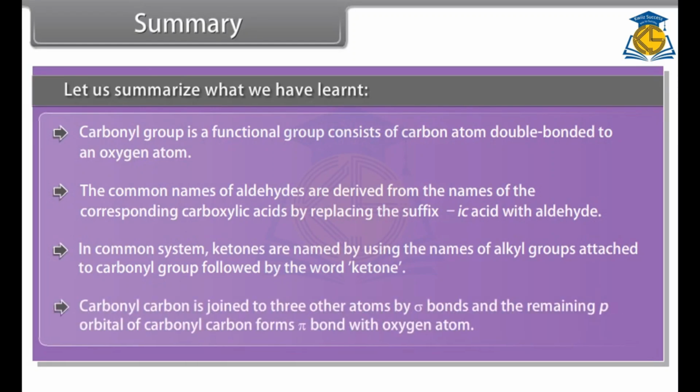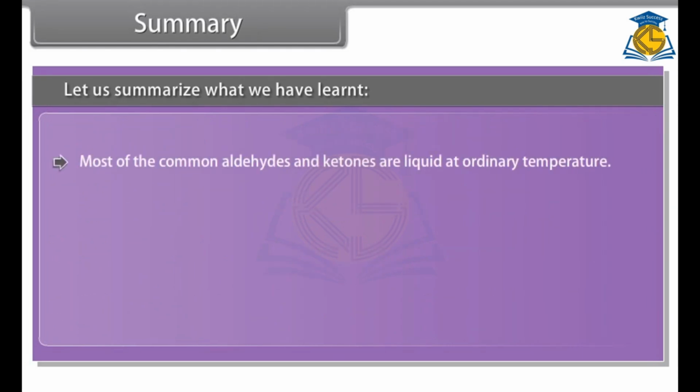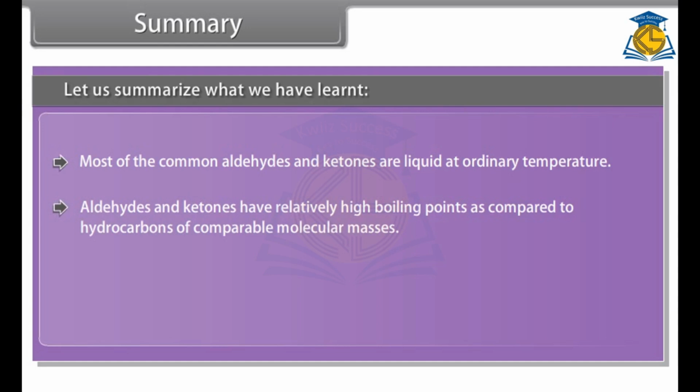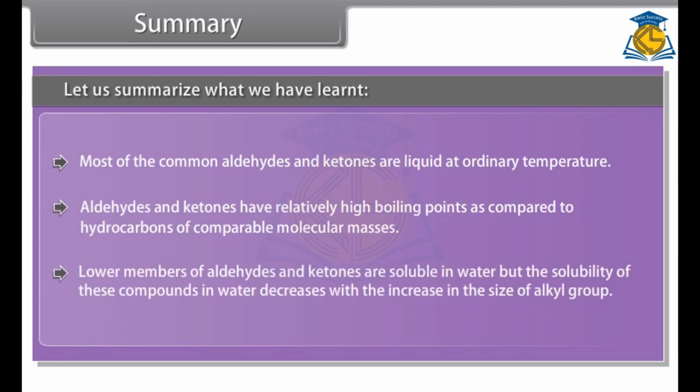Carbonyl carbon is joined to 3 other atoms by sigma bonds, and the remaining p orbital of carbonyl carbon forms a pi bond with the oxygen atom. Most of the common aldehydes and ketones are liquids at ordinary temperature. Aldehydes and ketones have relatively high boiling points as compared to hydrocarbons of comparable molecular masses. Lower members of aldehydes and ketones are soluble in water, but the solubility of these compounds in water decreases with the increase in the size of the alkyl group.